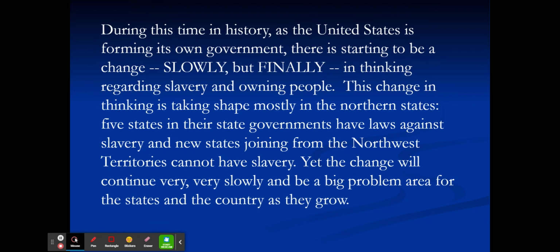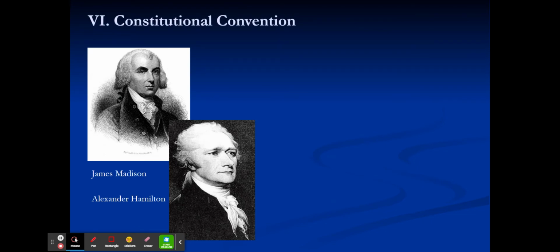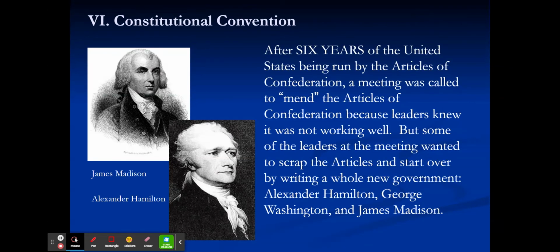So, back to the Articles of Confederation. This form of government that, remember, ended up being too weak of a central government, too weak of a government to run the whole country. Well, they worked under the Articles of Confederation for 6 years. But after 6 years of the United States being run by the Articles of Confederation, they were realizing it wasn't working.